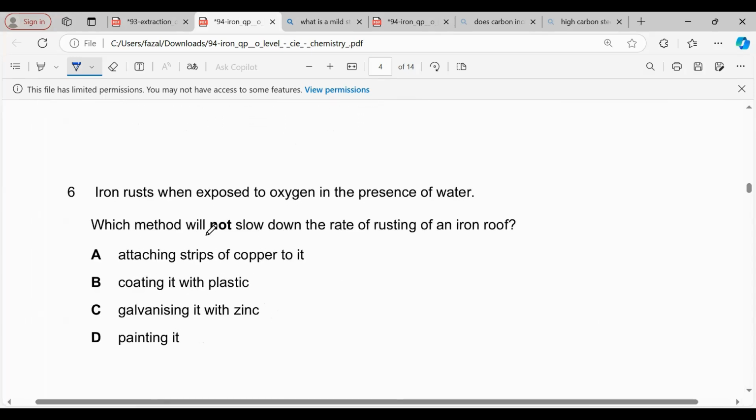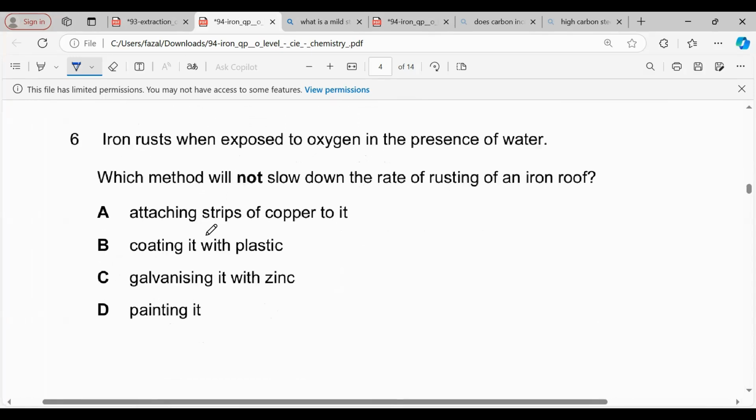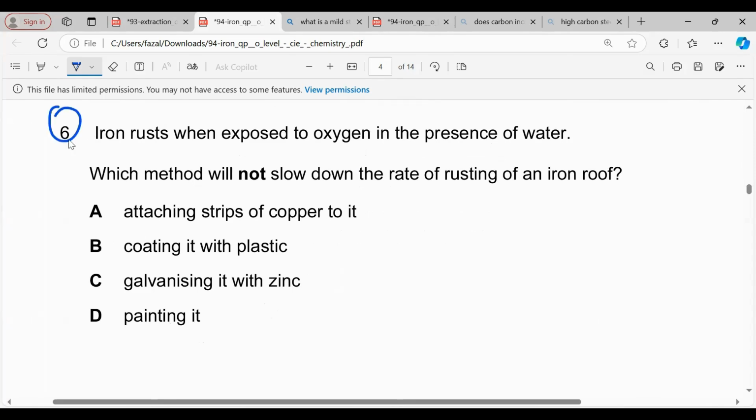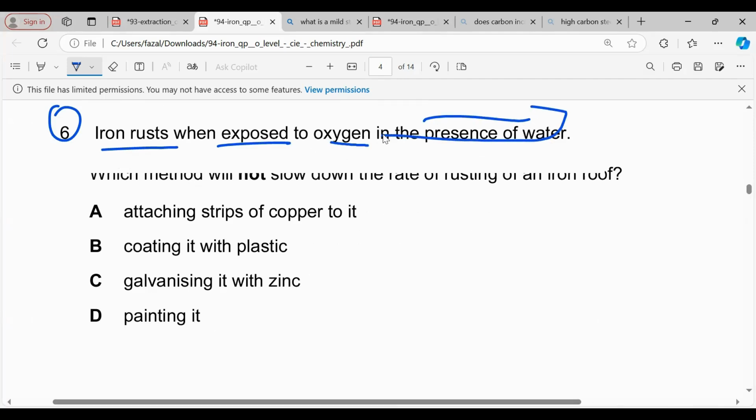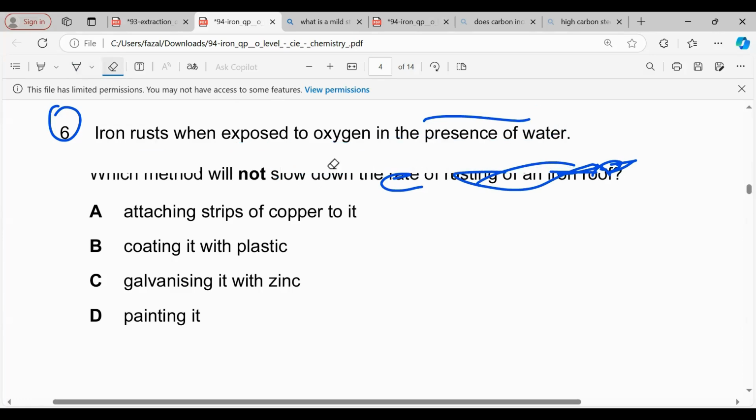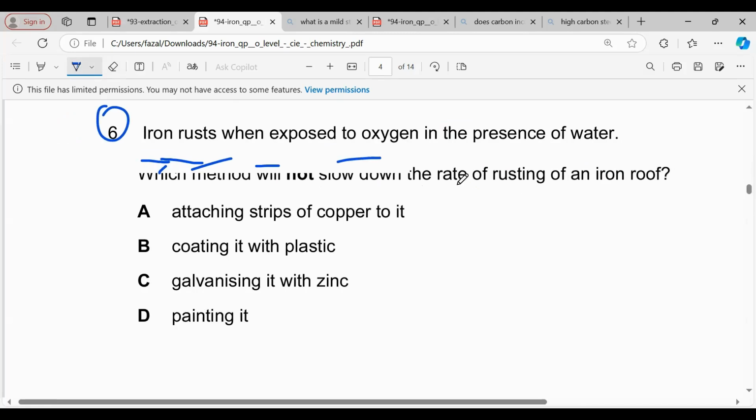Question 6. Iron rusts when exposed to oxygen in the presence of water. Which method will not slow down the rate of rusting of an iron roof? Wait, let me erase this because there is a problem in this. Sorry. So which method will not slow down the rate of rusting of an iron roof?